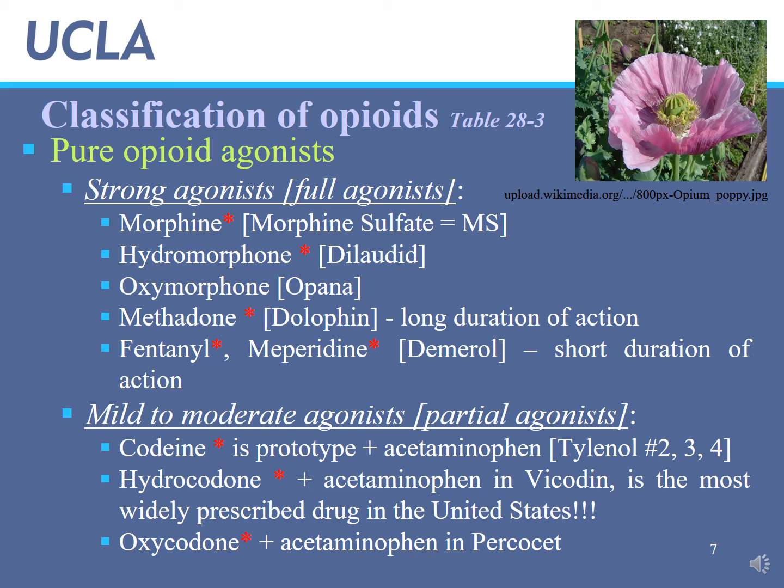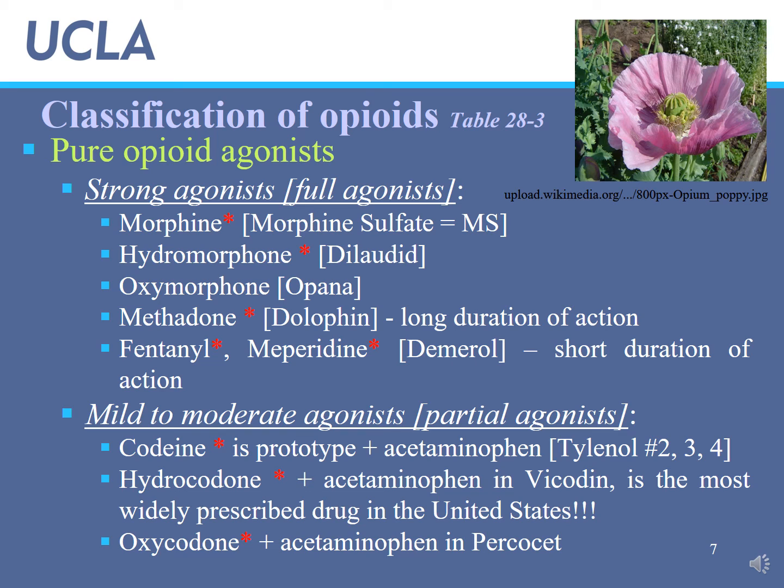Then you have fentanyl, very, very potent. That's the most potent opioid analgesic, and meperidine, and those have a short duration of action. And so with these you have to be very careful when you see fentanyl in the hospital. This is a high-alert drug, because if you miss the dosage with fentanyl, that can cause death to your patient.